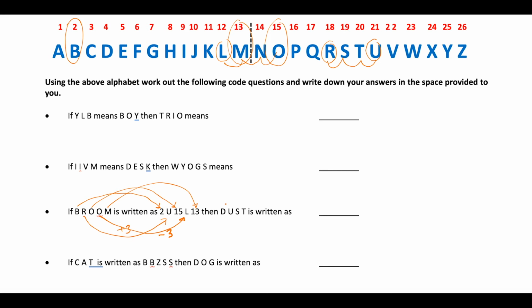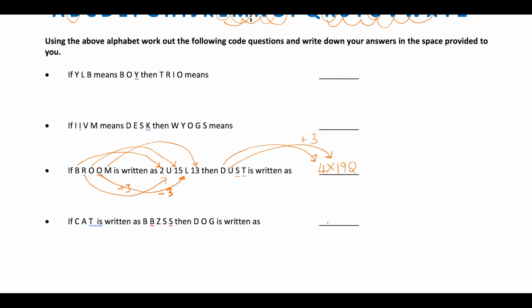So let's start with D and the position of D. That's going to be 4. Then we're going to take the U and go +3 from U. So 1, 2, 3, that gives us X. Then we've got S, so position of S is 19. And then we've got T, and we want to go -3. 1, 2, 3, that's Q. Okay, 4X, 19Q. Okay, let's move on to the next question after that.